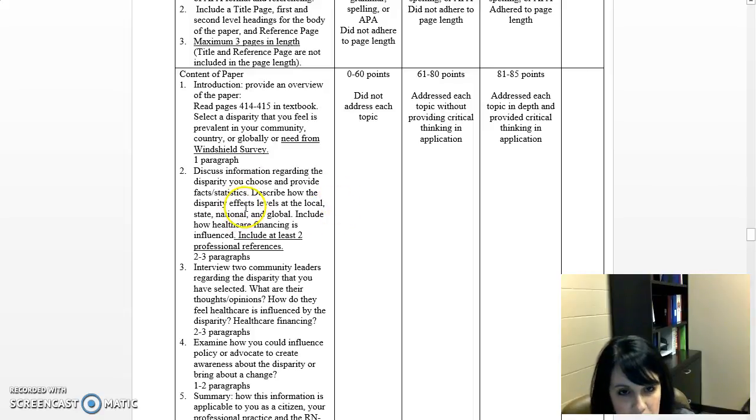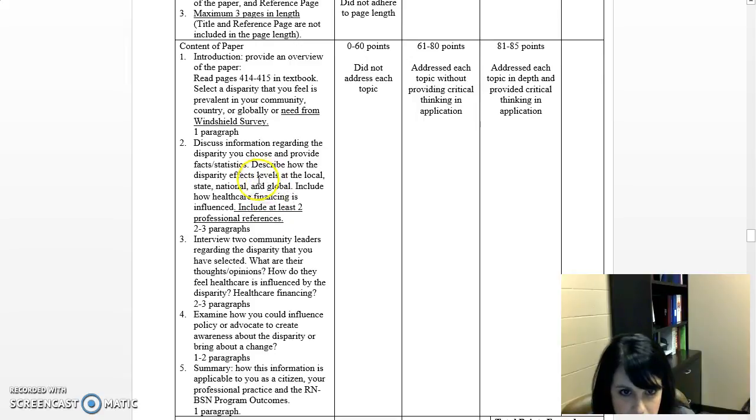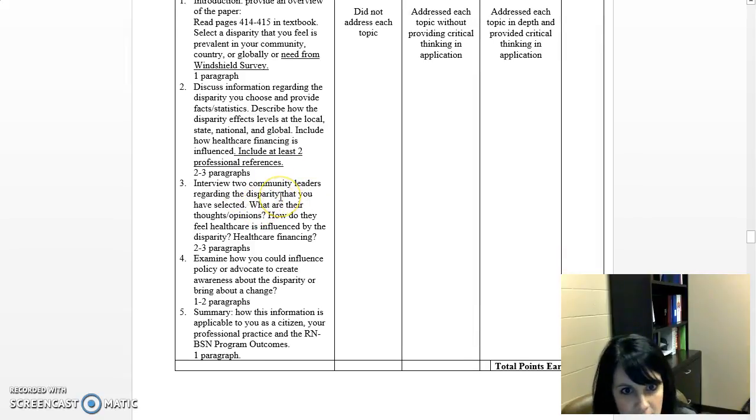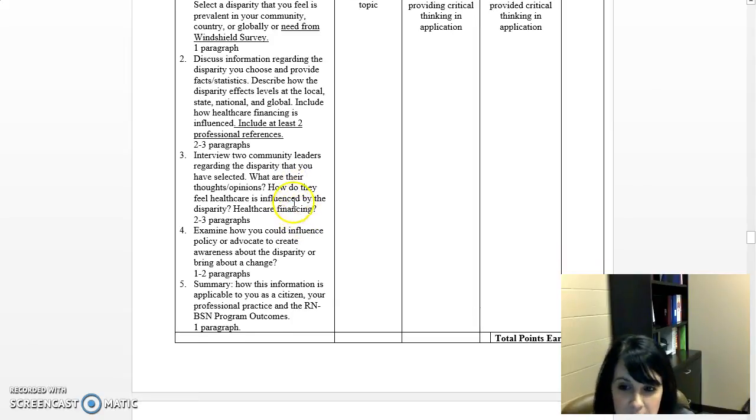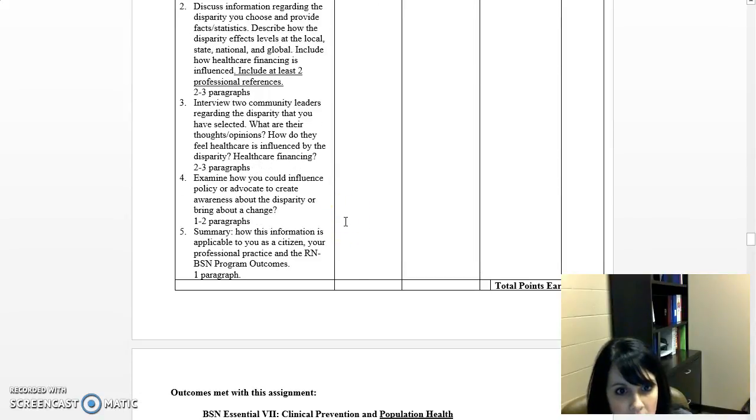And then underneath that, you can put 2 second level headings. Put facts and statistics, and then the next one would be disparity effects. Then your next first level heading would be interview with community leaders. And then you could break it down: your second level heading could be about 1 interview with the first person you've chosen, and then another second level heading with the second person that you've chosen, and addressing all of these issues.